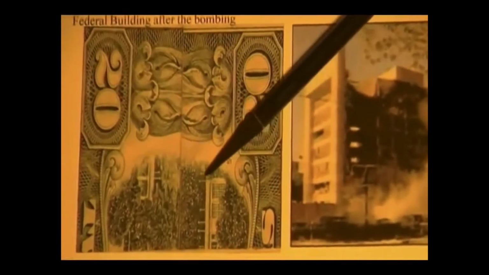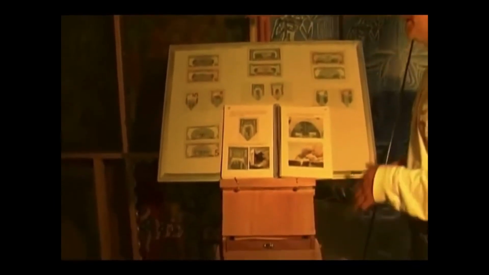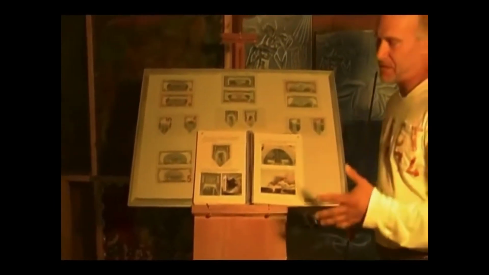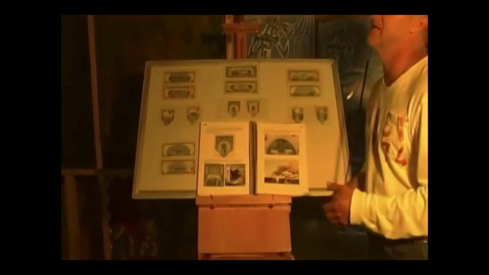Here's the smoke, and here's the rest of the building. Okay, on 2 bills, we have 4 images of bombings. That's impossible. There's absolutely no way that could be a coincidence, or that we could have images of bombings in the United States done by terrorists printed on our bills, especially after folding those bills.